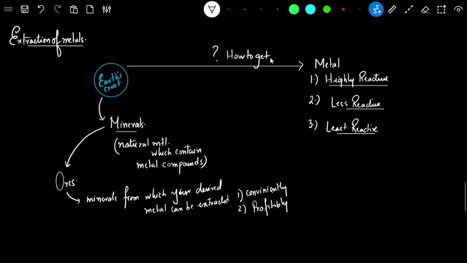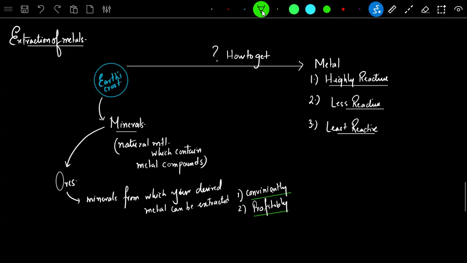So what is ore? Ore बच्चा वो mineral है जिससे आप profitably लाभ में और conveniently, ज़्यादा मगजमारी भी नहीं होना चाहिए. It should be convenient and it should be profitable. You can extract your metal. So is this part of the story clear, bacha? I need a metal. The metal is found in the earth's crust. In what form? In the form of rocks, which are known as minerals. This mineral may not contain only the metal that I want. It may contain the metal that I want and some more other metal compounds.